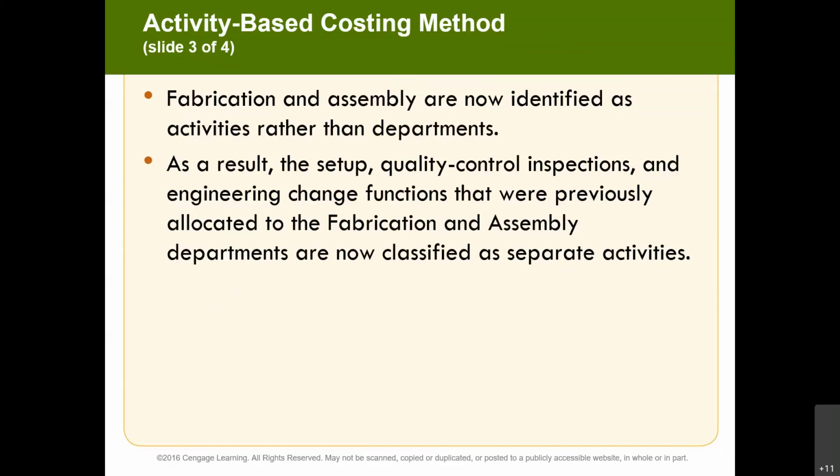Within these departments, we look at these as activities. Does it make sense? Yes. Wonderful.